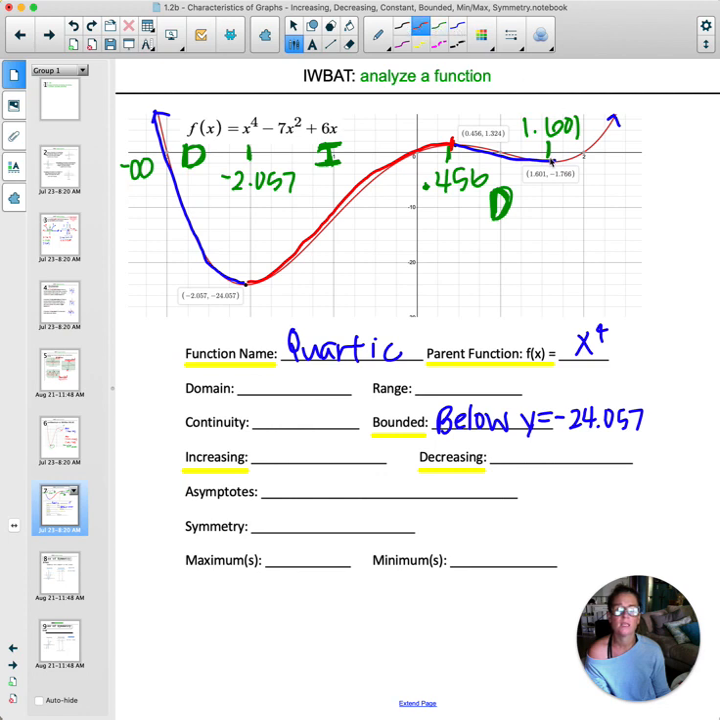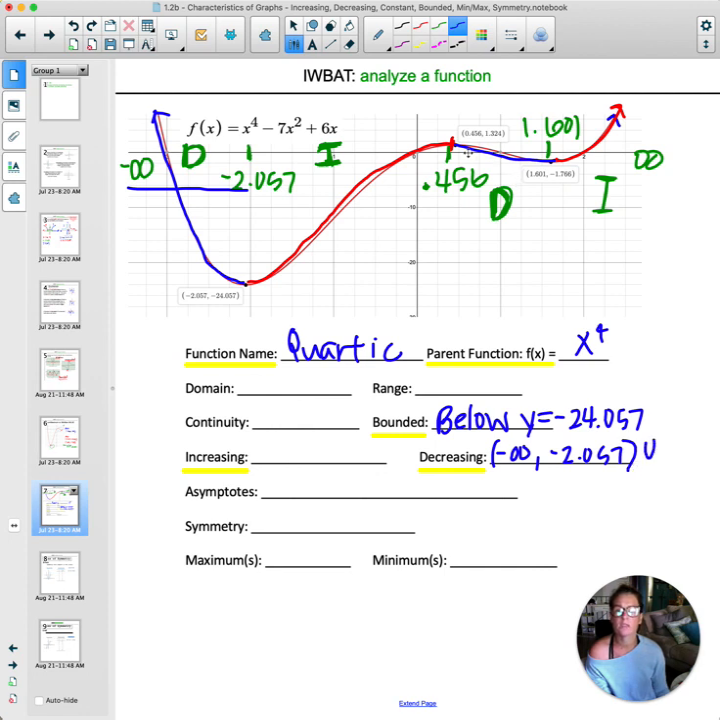Then we start increasing again for the rest of time. Okay, so all the way for the rest of the graph up to infinity. So from here to here, we were increasing. Now you need to just name those intervals. Okay, so again, decreasing for this interval. So we were decreasing from negative infinity to negative 2.057.